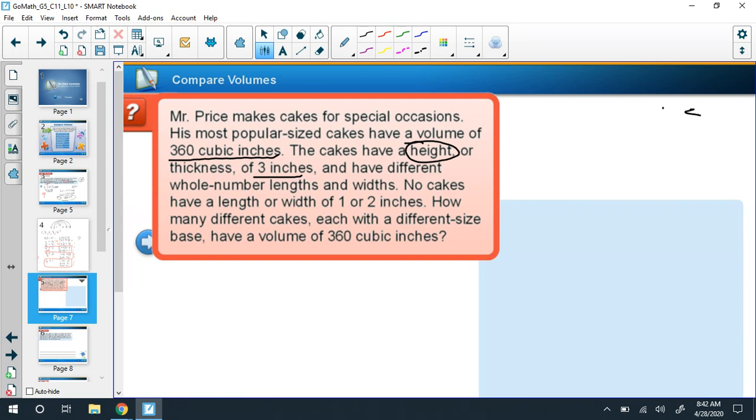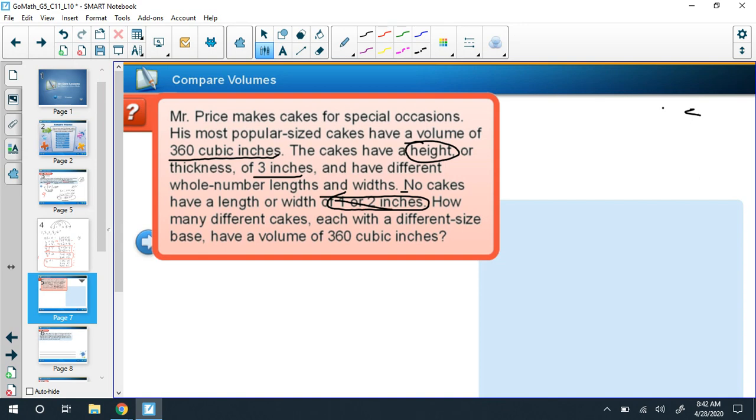So again, no fractions or decimals. No cakes have a length or width of 1 inch, right? So we can't use these for any of our side lengths. How many different cakes, each with a different size base, have a volume of 360 cubic inches?